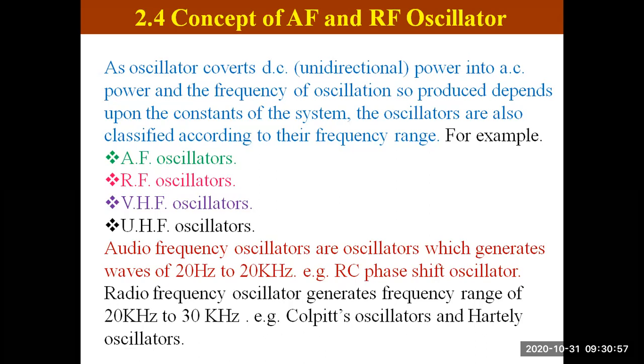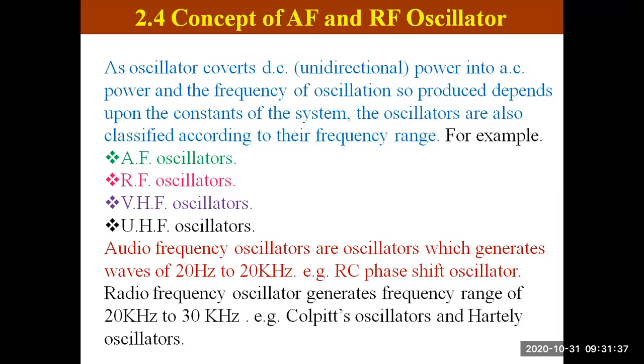Now what is an oscillator? Oscillator is the circuit which converts DC power into AC power. DC power that can be converted into AC power, this is called an oscillator. If DC power is converted, what do we call it? We call it an oscillator.